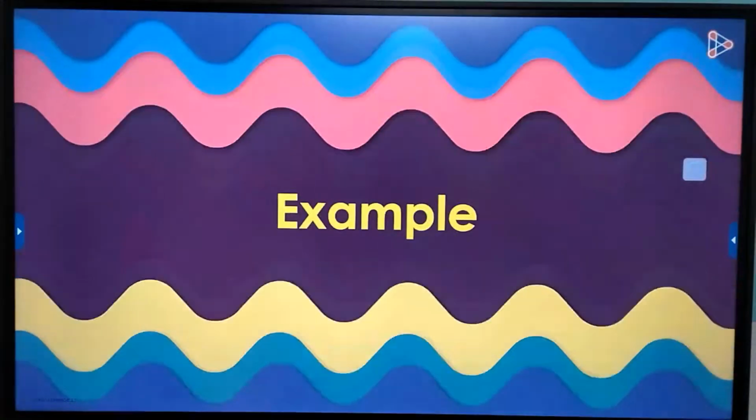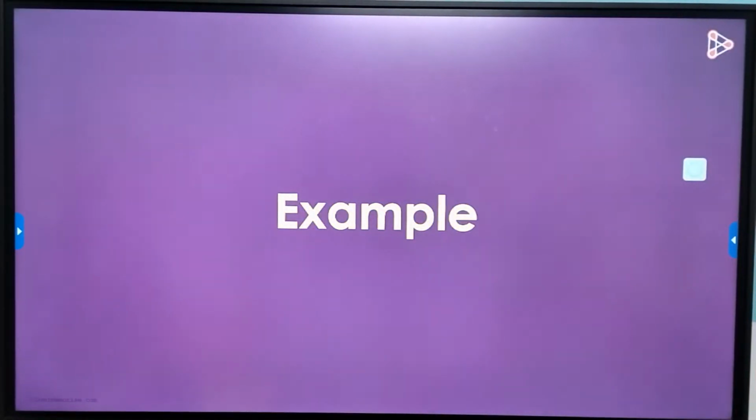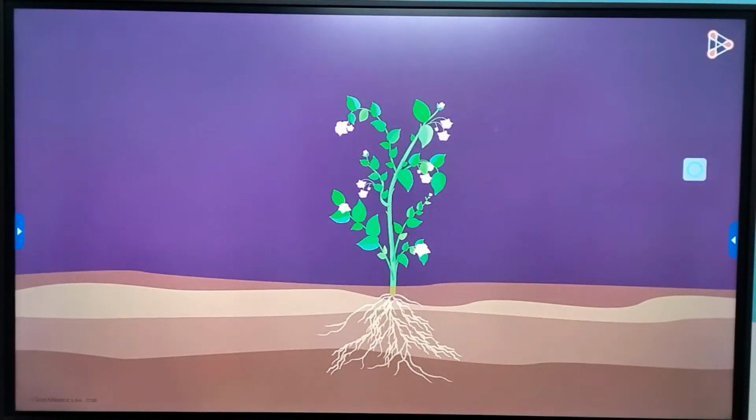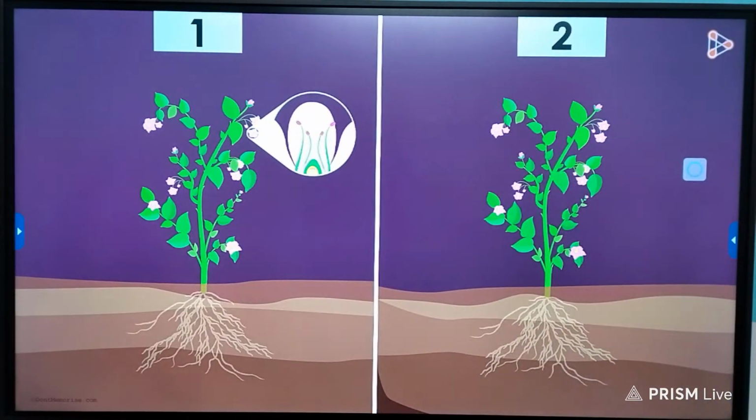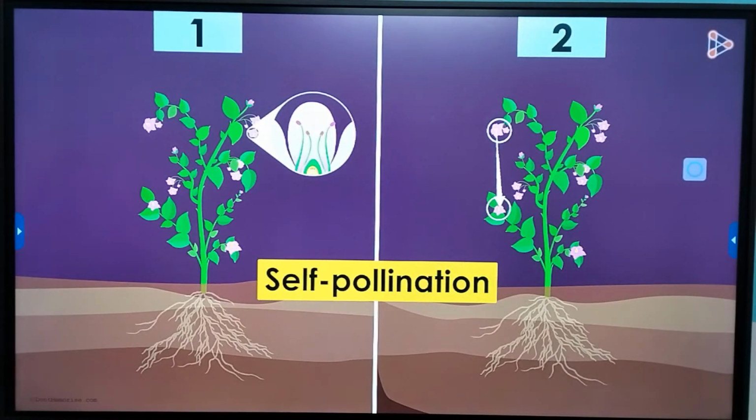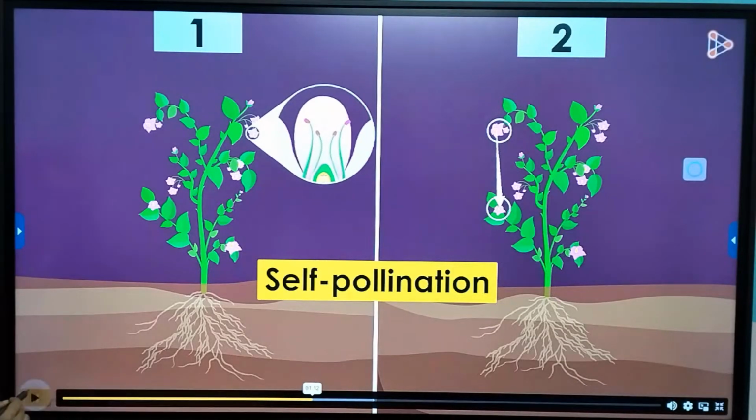Let's understand the types using an example. Let's take a single plant which has these beautiful flowers. Now imagine one case where the pollen grains from this flower are transferred to the stigma of the same flower. The second case is where the pollen grains from this flower are transferred to the stigma of another flower, say this flower belonging to the same plant. This time, where the pollination occurs in the same flower or between different flowers of the same plant, is called self-pollination. It is the type that involves a single plant.